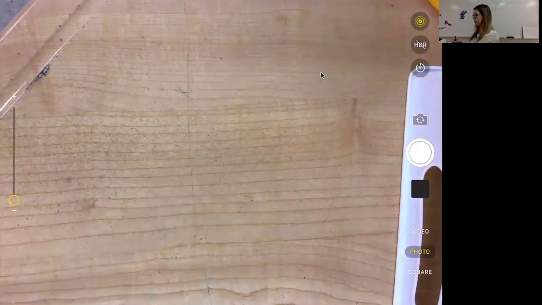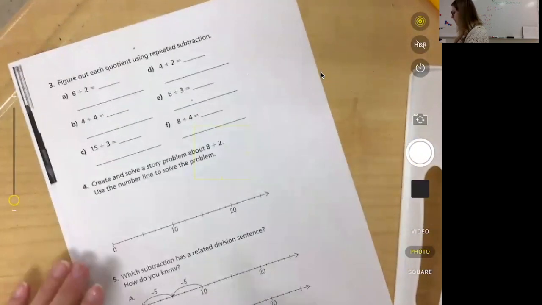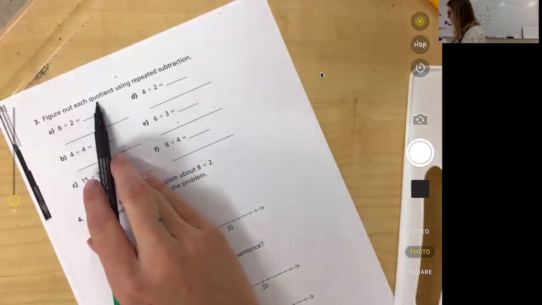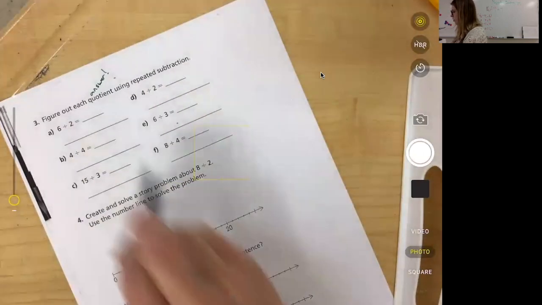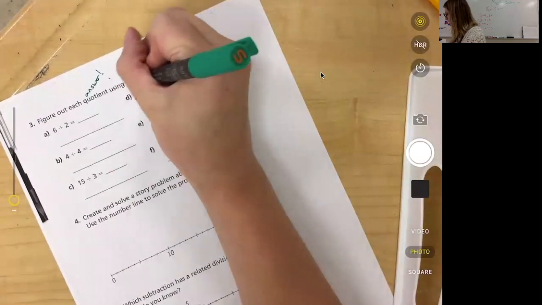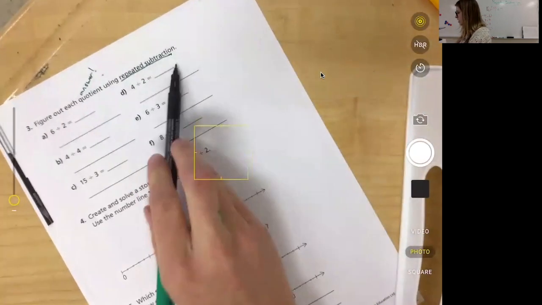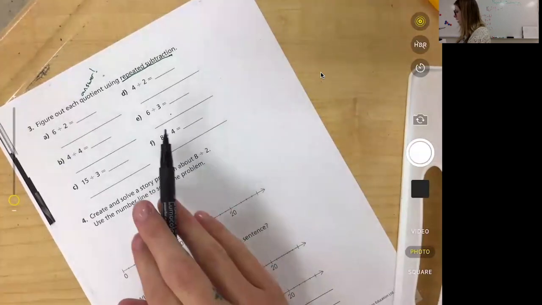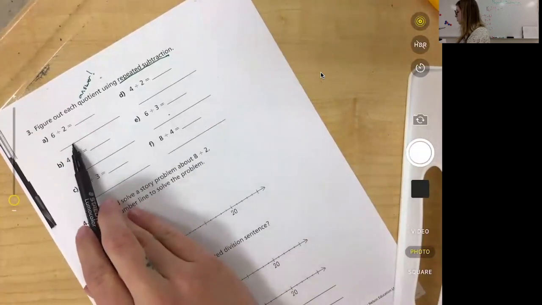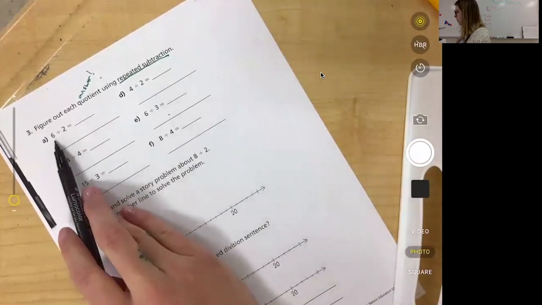So now I'm going to show you what I'm asking you guys to do. I would like you to do page 182 on your own. I'm going to go through it really quickly just so that you know the steps, and then we are done. So number 3 says, figure out each quotient. What's a quotient, Ms. Christal? That's the answer. Remember? Using repeated subtraction. So if I just see a bunch of answers here, that's not what we're asking. I want to see the work on this line to show repeated subtraction.